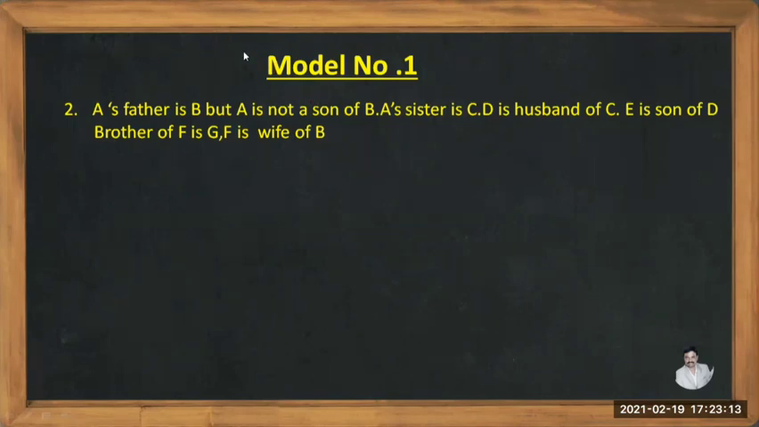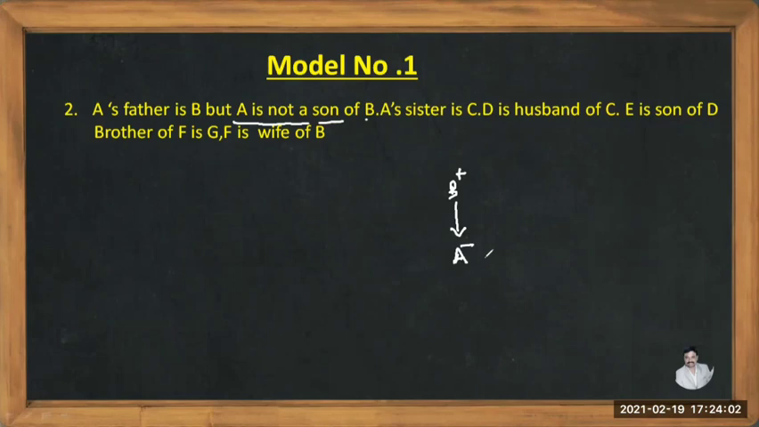See, A's father is B. I already told you in part 2 how to build a family tree. A's father is B means B is the father of A. So here I'm writing B is the father of A, and with this symbol we can show this. B is automatically positive, because he is a male person, a father. As B is the father of A, A might be a son or a daughter, but he mentioned clearly A is not a son of B, so A must be the daughter of B. And A's sister is C.